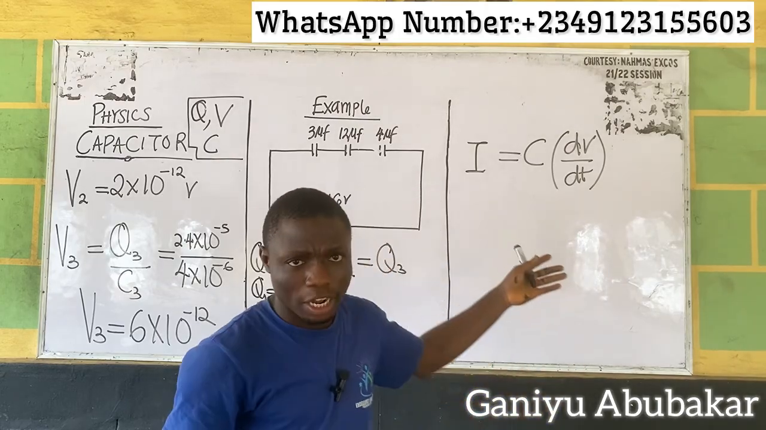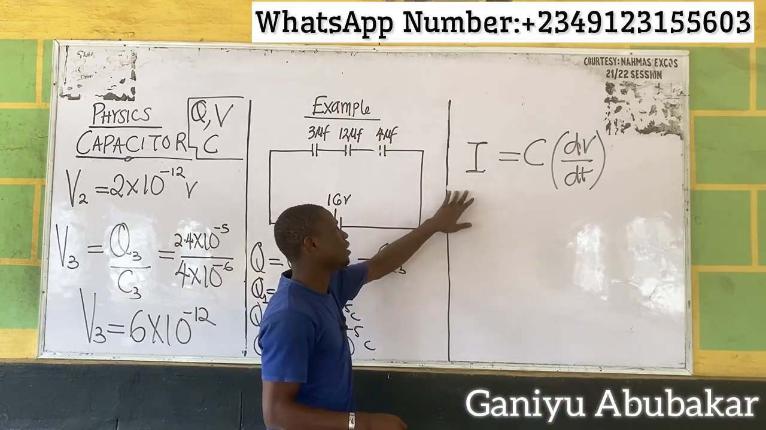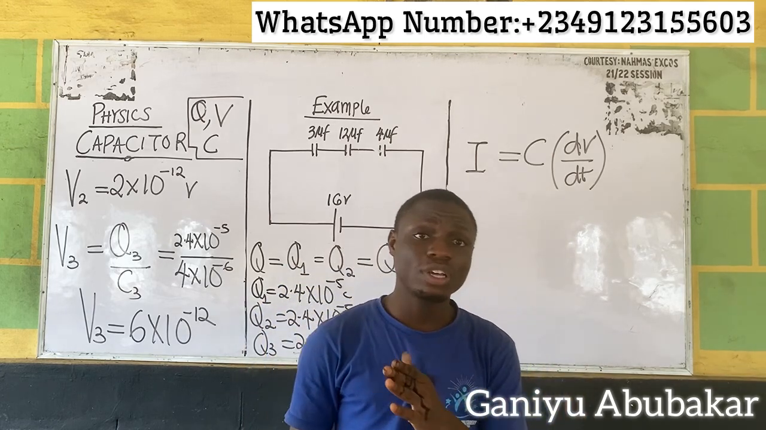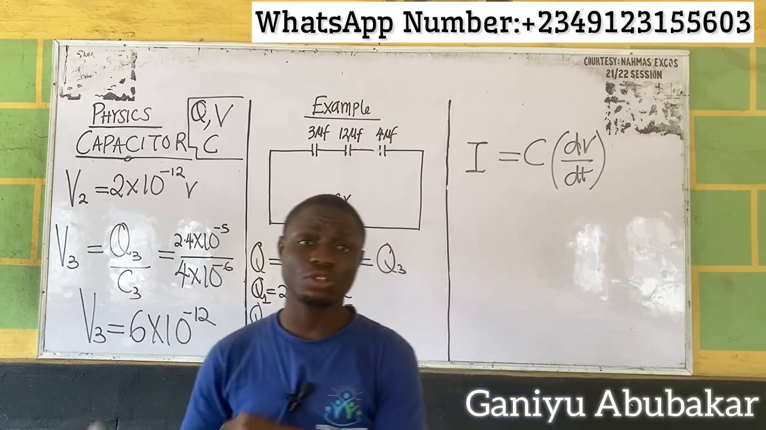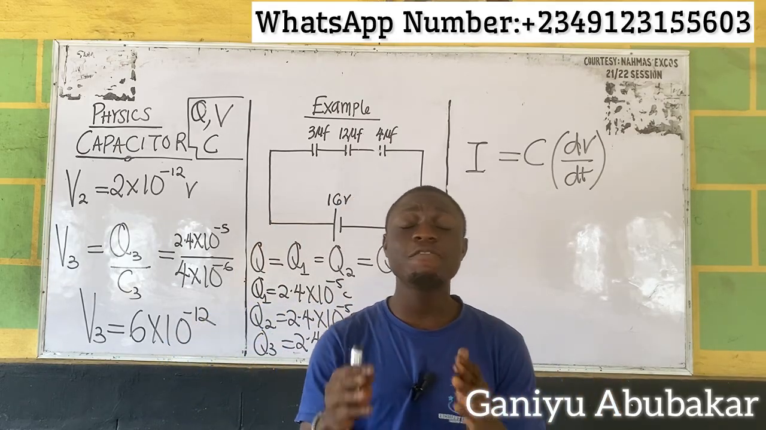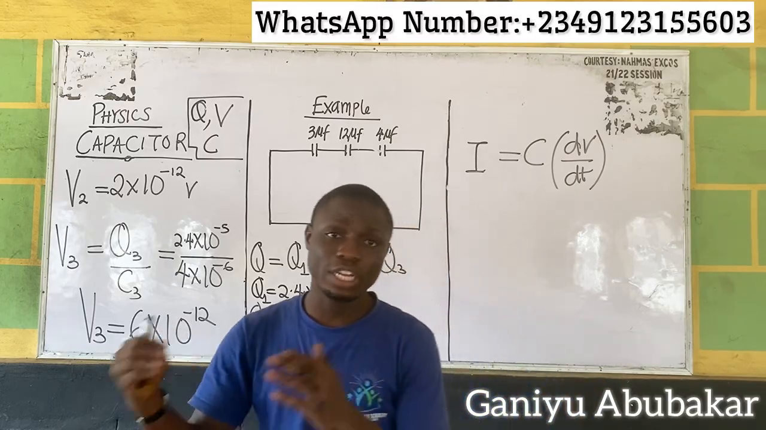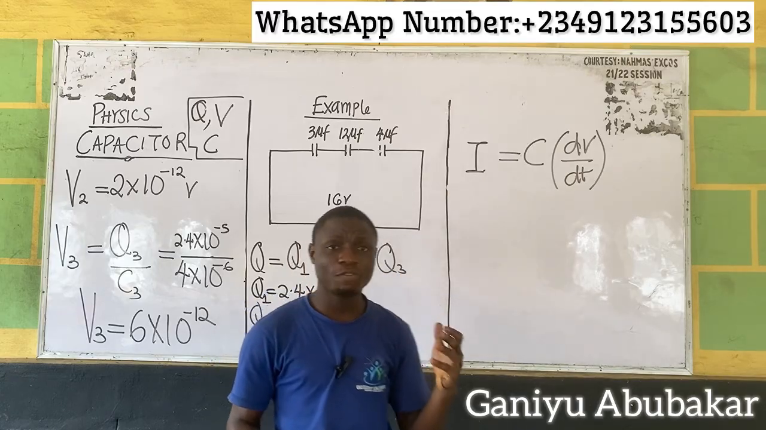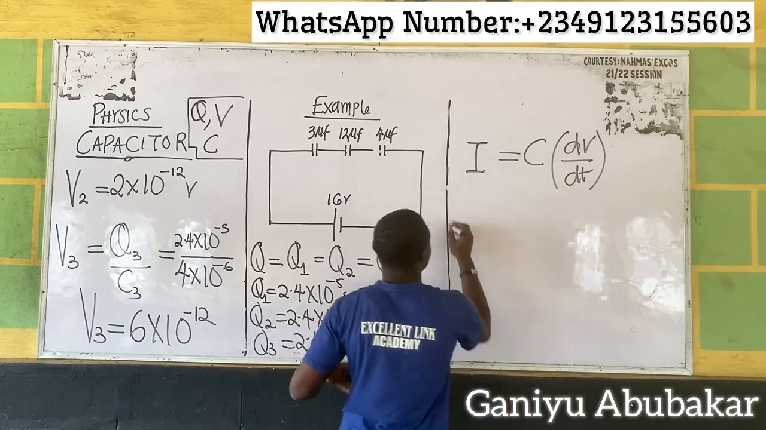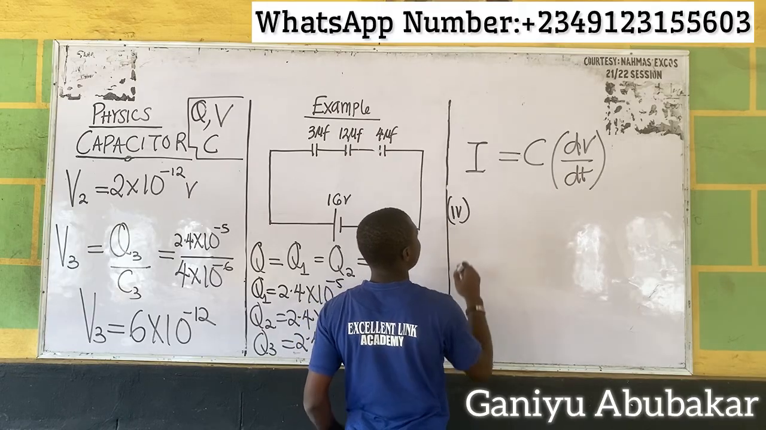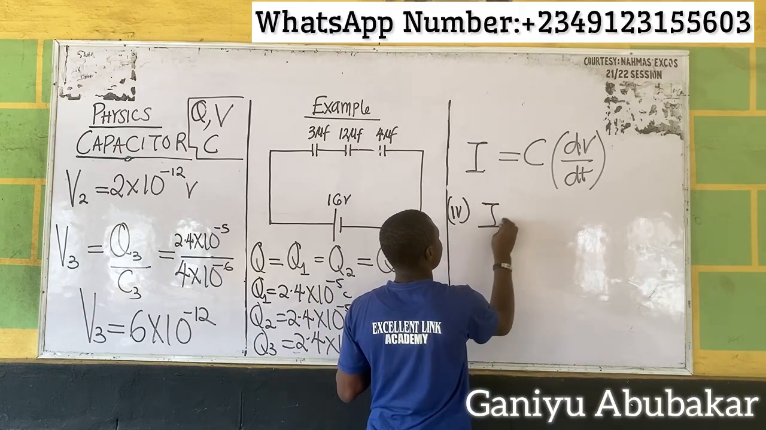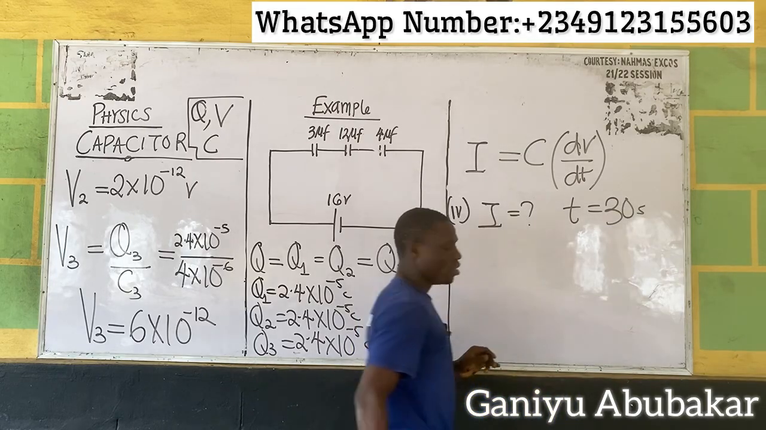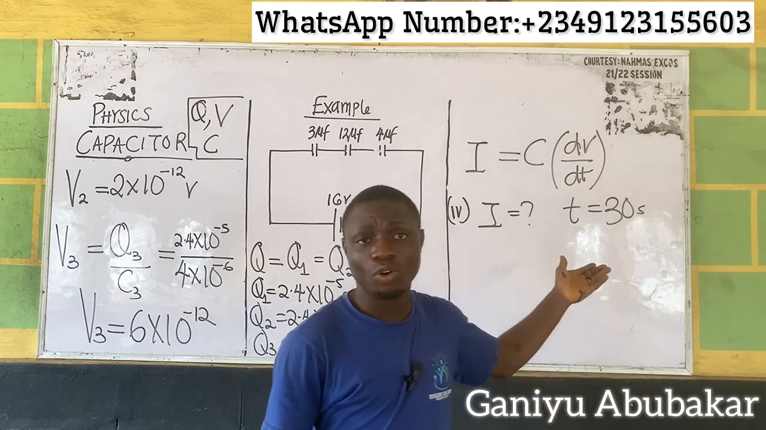Let's introduce I. So here's the concept. When I ask to find the current, they will always give you time, right? And your time should always be in seconds. If the time given is in minutes, convert to seconds. If the time given is in hours, convert to seconds. Please always convert to seconds. So let's say for instance we have to solve question 4, where we are asked to calculate I given t as 30 seconds.